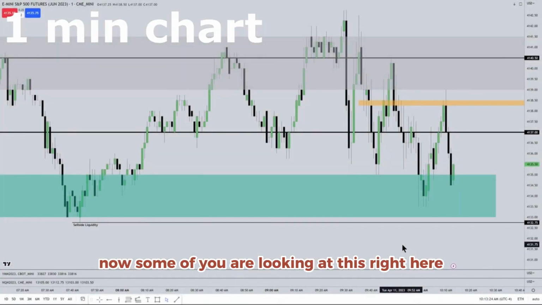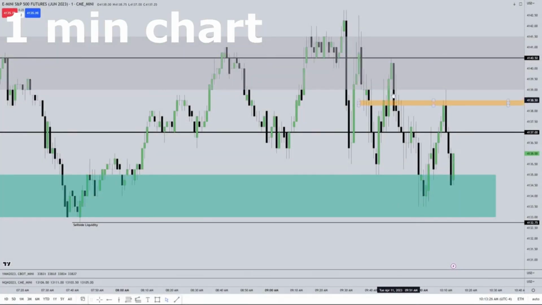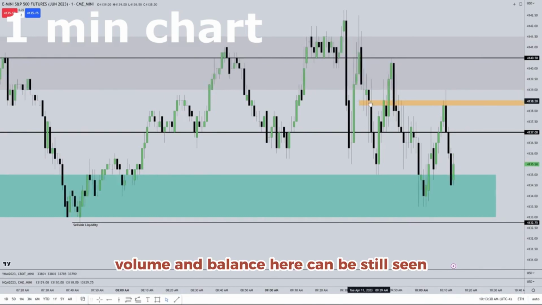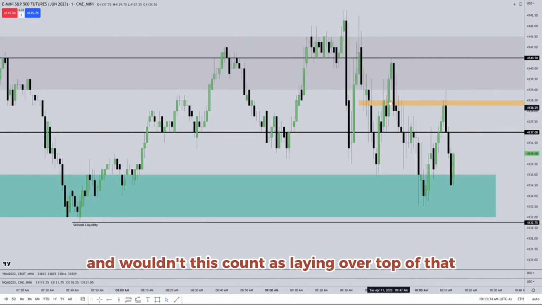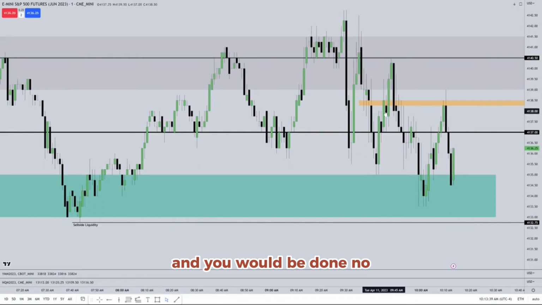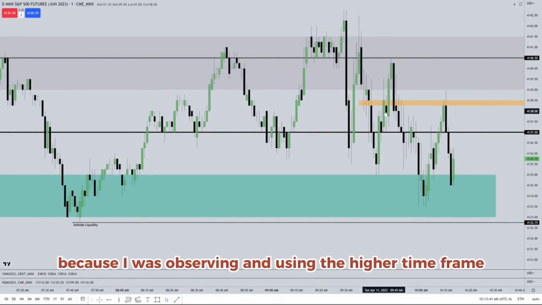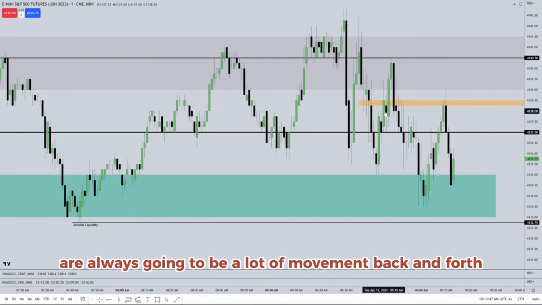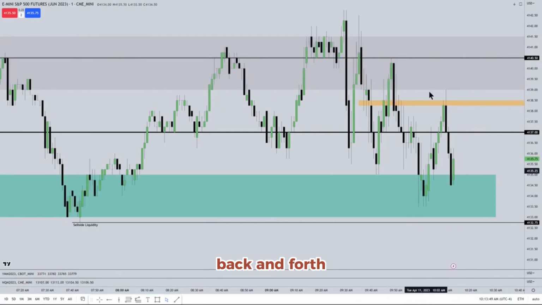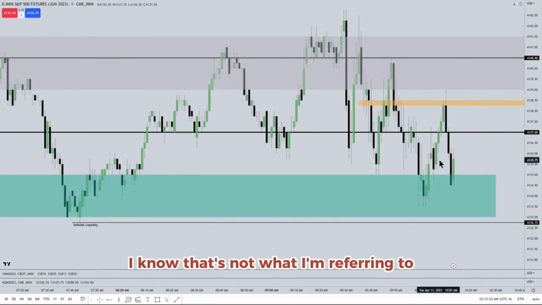Now, some of you are looking at this right here. This is spooky, right? How do you know? It's in my head. Volume imbalance here can still be seen on the 1 minute chart. And wouldn't this count as laying over top of that and you would be done? No, because I was observing and using the higher time frame. So I want that higher time frame to lay down a body over it. The lower time frames are always going to be a lot of movement back and forth, back and forth. That's not what I'm referring to.